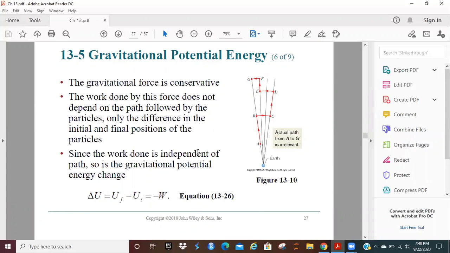Gravitational force is conservative, and the work done by this force does not depend on the path followed by the particles. It depends only on the difference between the initial and final positions of the particles. Since the work done is independent of the path, so is the gravitational potential energy change. The change in the potential energy is the final minus the initial, and that is the same as minus the work.